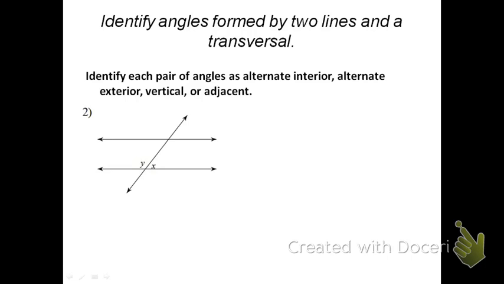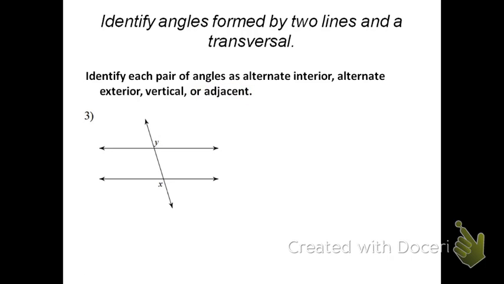Alright, number 2. We have Y side by side with X. Remember, those are referred to as adjacent angles. Alright, number 3. Another example here. Let's make sure we don't get caught by it, but Y and X, those are alternates, and they are alternate exterior angles here.